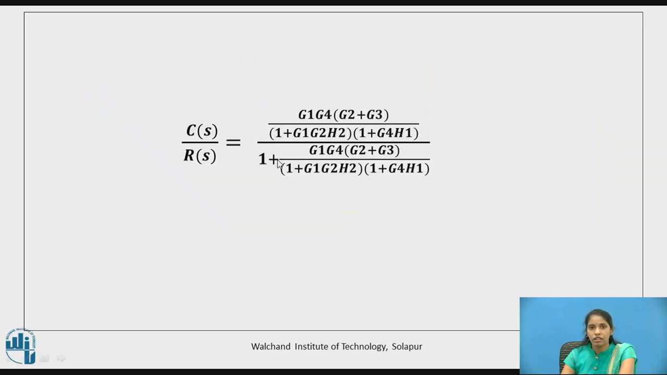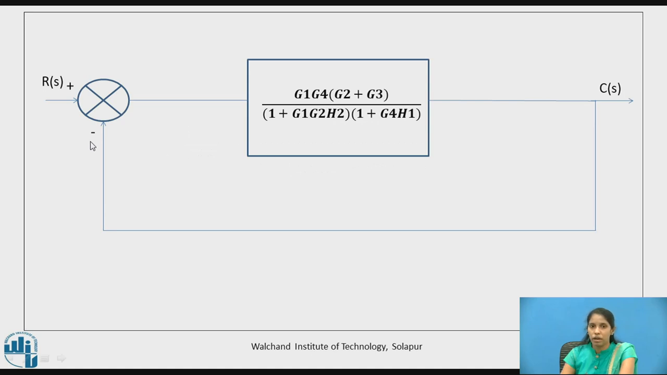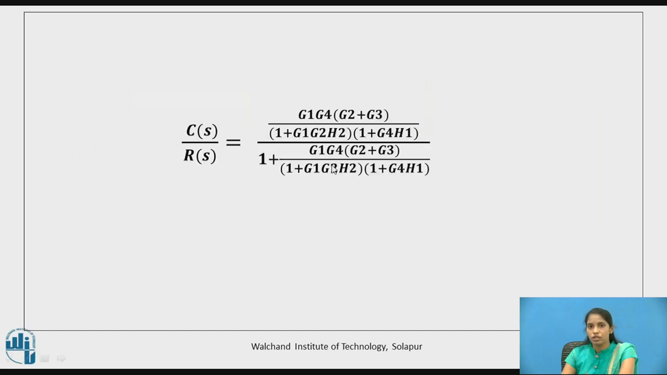Here the plus sign is indicated just because we have negative feedback. If the feedback is negative, then we need to take the plus sign over here. So this is how it can be reduced. So we have found out C of S upon R of S ratio, that is output upon input.